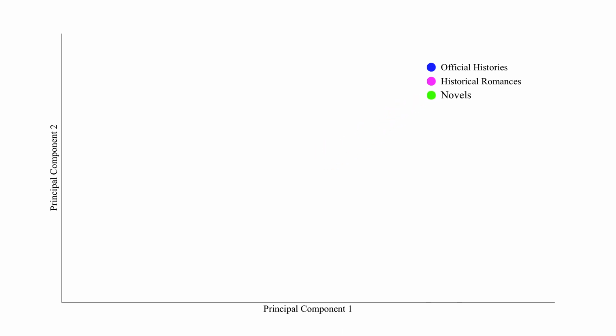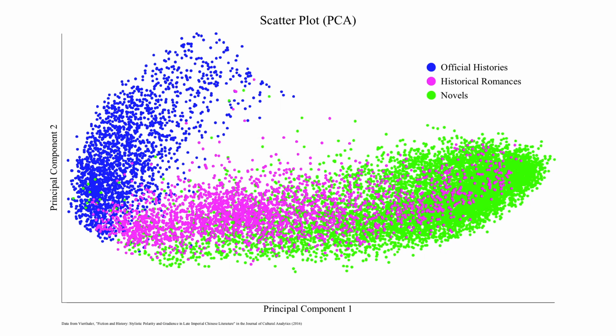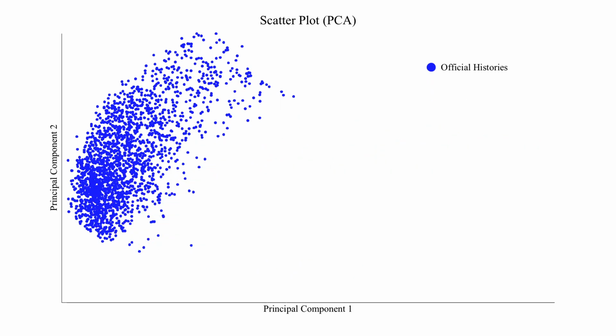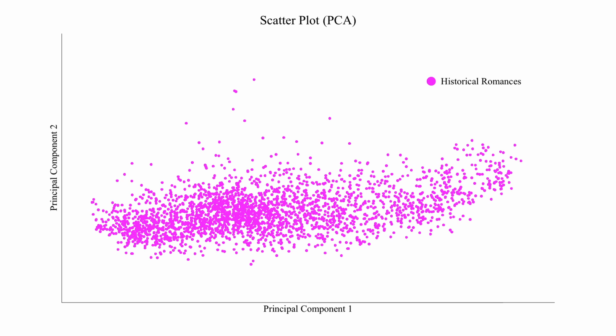This dataset consists of 13,250 chapters from 471 texts. When I plot these documents on the first 2 principal components, I get a figure that looks like this. You can see that official histories in blue dominate the left side of the figure. While they're not widely distributed on the x-axis, they are spread across the y-axis. Fiction, on the other hand, is densely concentrated on the right side of the figure and shows less dispersion across the y-axis. Historical romances in magenta are concentrated between the 2 other genres, essentially bridging the gap.